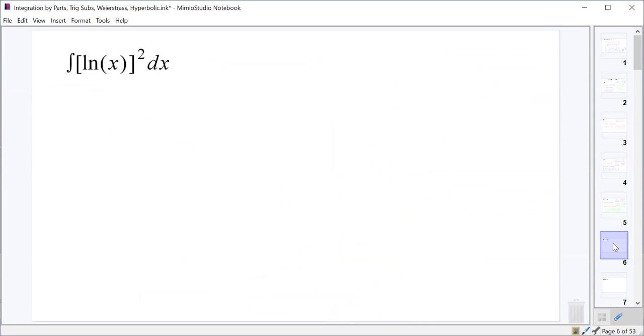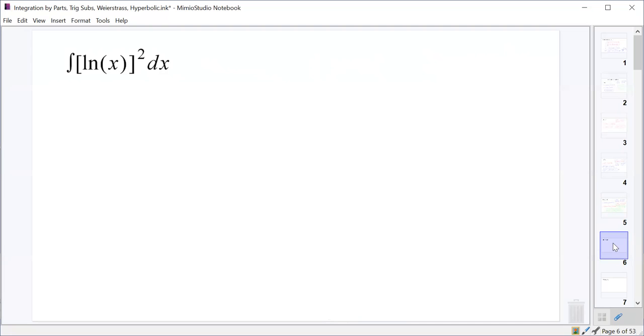Let's tackle another little integral here: natural log of x squared dx. Any thoughts on this one? U sub? U sub. What do you want to u sub out?